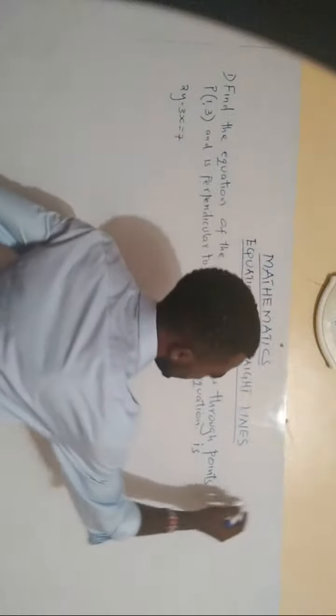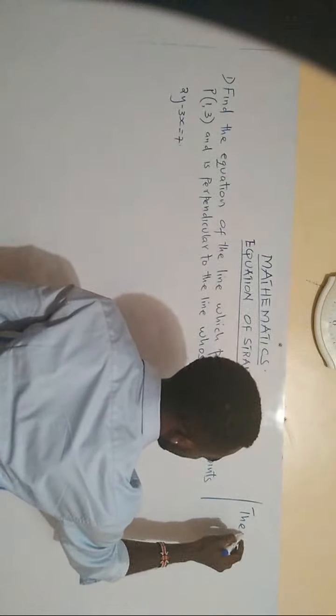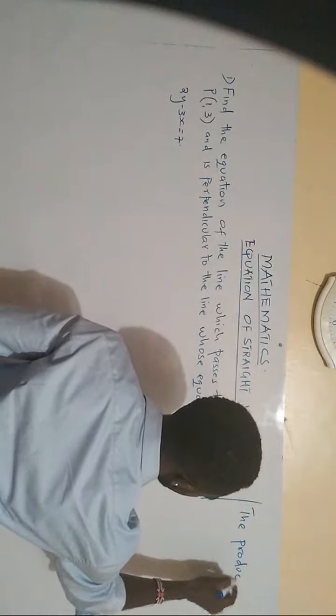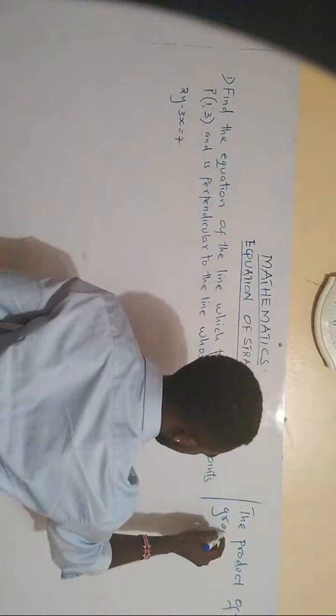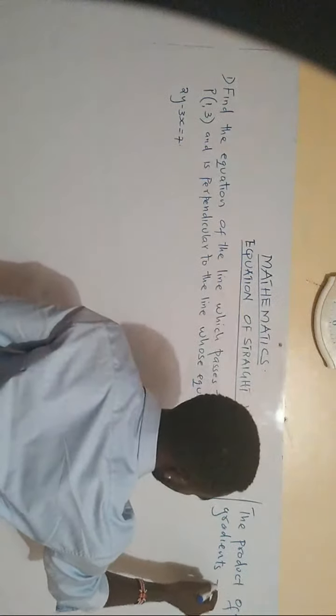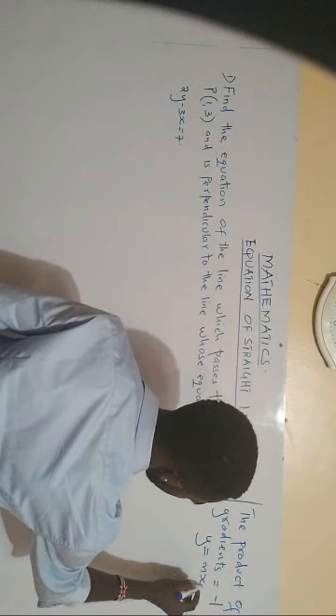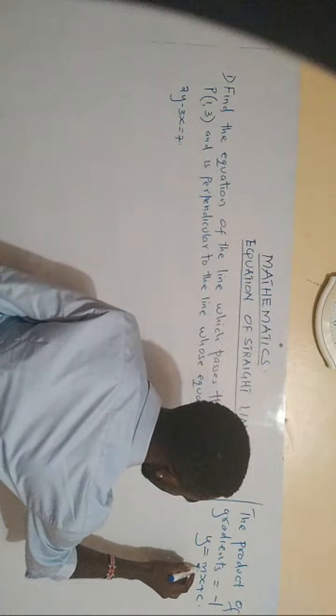We say one equation is perpendicular to the other if the product of their gradients is equal to -1. And the equation should be written in this form: y = mx + c. So m is the gradient. So basically what does it mean?